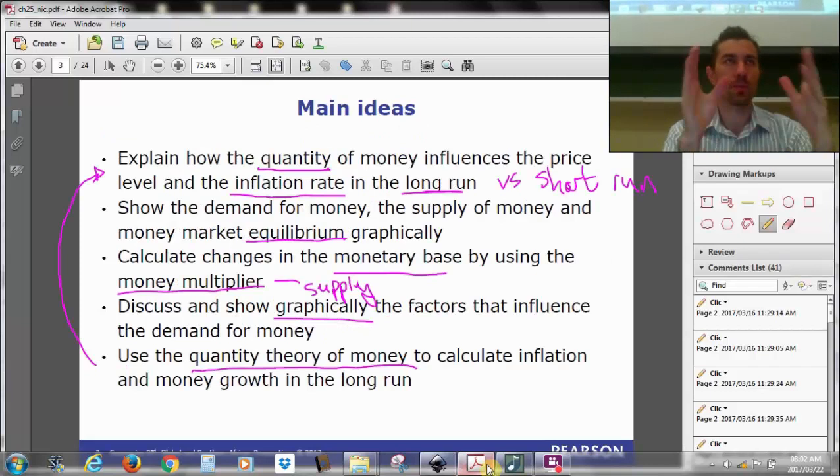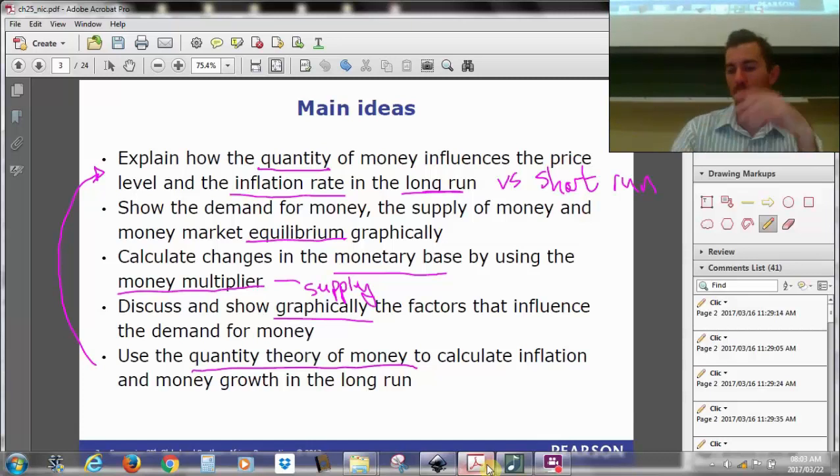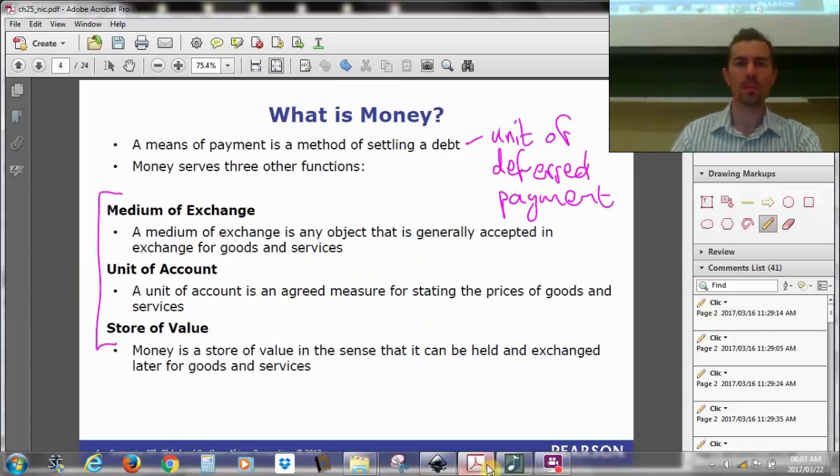So equilibrium, we're going to talk about it in the way that we have previously, describing it in words, talking about it in maths, and showing it graphically as well. And then the whole chapter finally concludes with a brief discussion on the quantity theory of money. So that's the broad scope of the chapter, and it is very broad, a lot of stuff to cover. So we spoke extensively about what money is, what are its functions. We define money in terms of its functions, essentially.